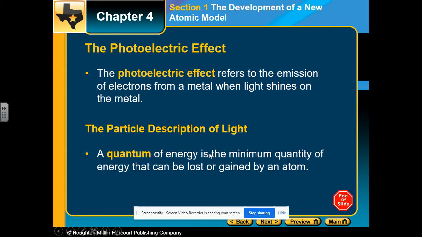Both of these are vocabulary words. You should be writing them down in your vocab. Just real quick though, the photoelectric effect is the emission of electrons when light shines on a metal. I'm going to have a visual for you in just a second on that. And now we're getting into the particle description of light. When you're talking about light behaving as a particle, you need to have the definition for quantum, which is just the minimum amount of energy that can be gained or lost.